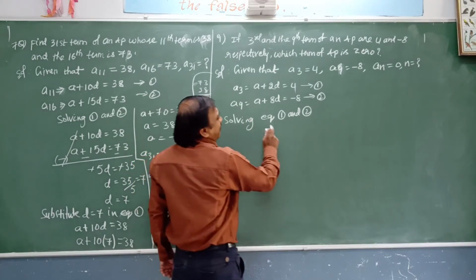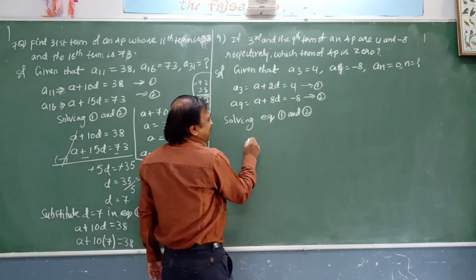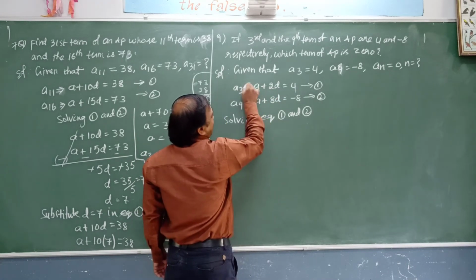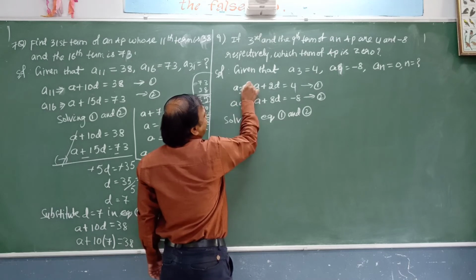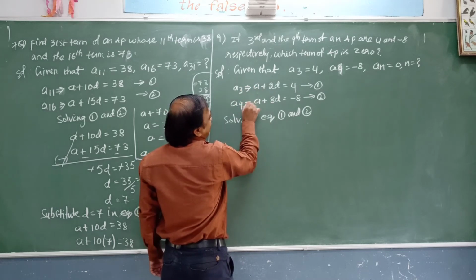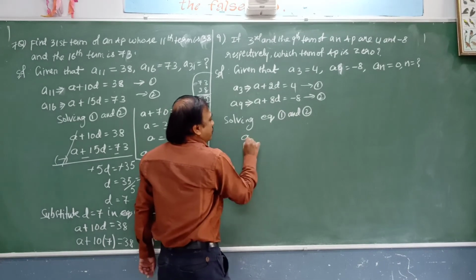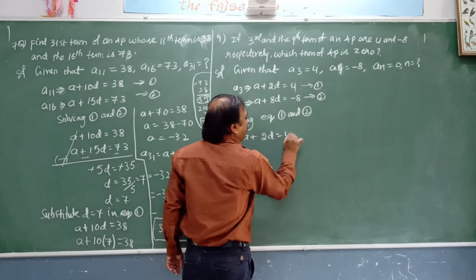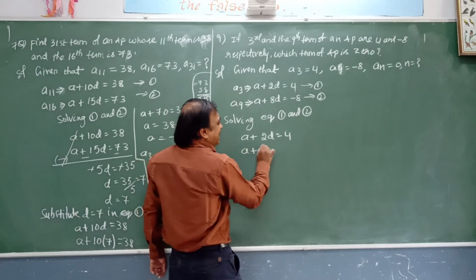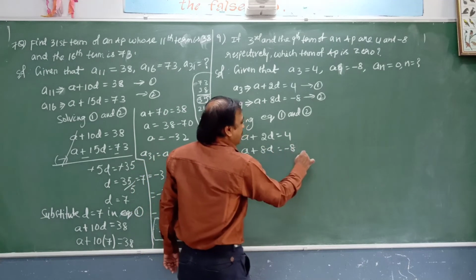So here, solving equations 1 and 2, the first equation is A plus 2D. Look at this. A3 is nothing but A plus 2D. A9 is nothing but A plus 8D, which is equal to minus 8. So A plus 2D is equal to 4 and A plus 8D is equal to minus 8.